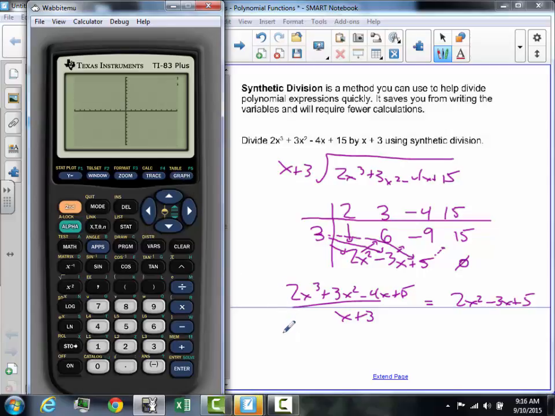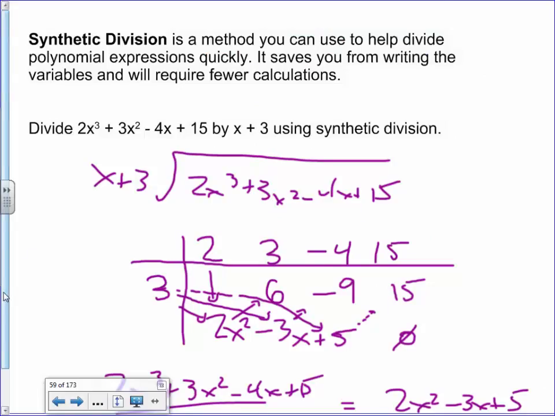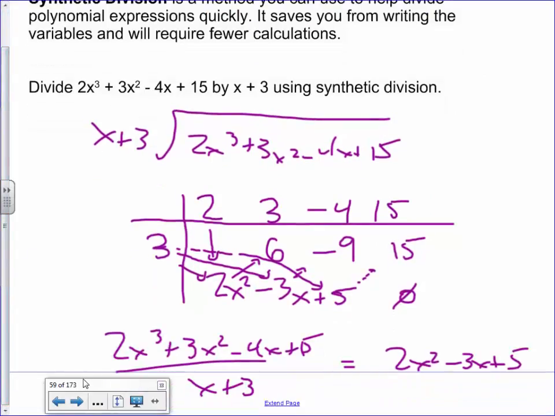So here's the first graph. And then there's the second graph right on top of it. That makes sense at all? So synthetic division is a lot faster way sometimes of doing long division, because you don't have to write everything out. You're only writing out certain numbers.